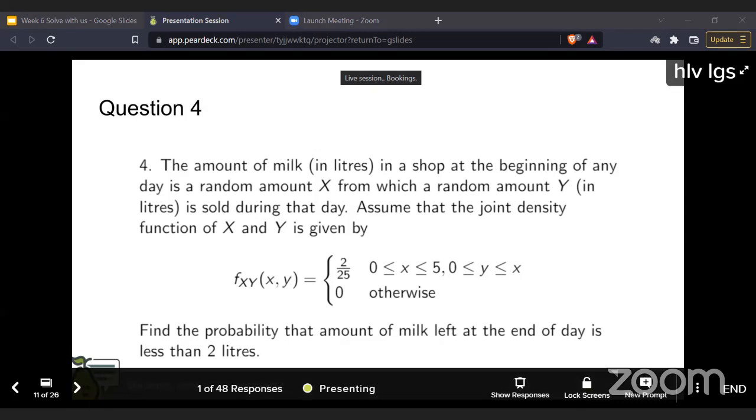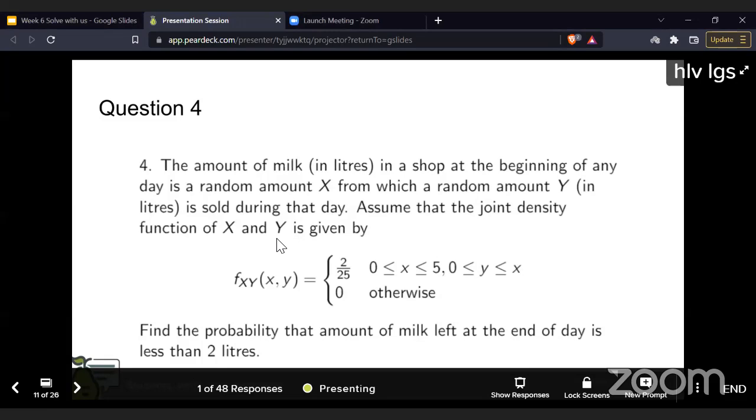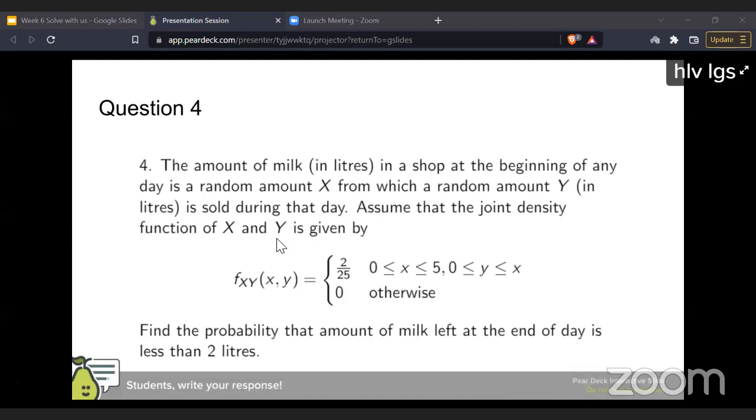In the question, it has been given that X lies between 0 to 5 and Y lies between 0 to X. Yes. You cannot sell more milk than you already have. So you have a random amount X, and from there you are selling the amount Y. So Y will always lie between 0 to X, right?